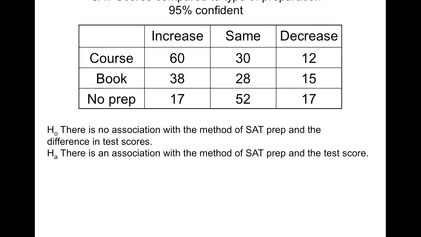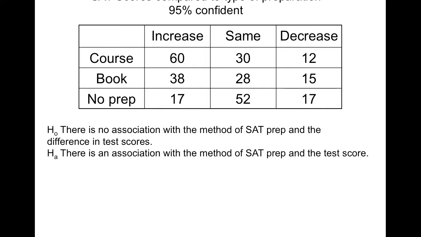So what we did in the last video was come up with our null and alternate. The null was there is no association with the method of SAT prep and the difference in test scores. The alternative is there is an association with the method of SAT prep and the test scores. Okay, so that should be step one. Everyone has that down now.